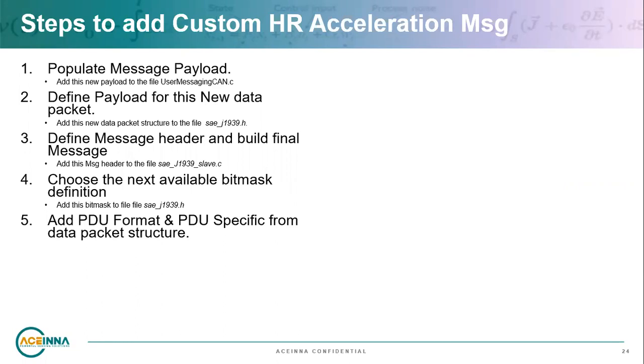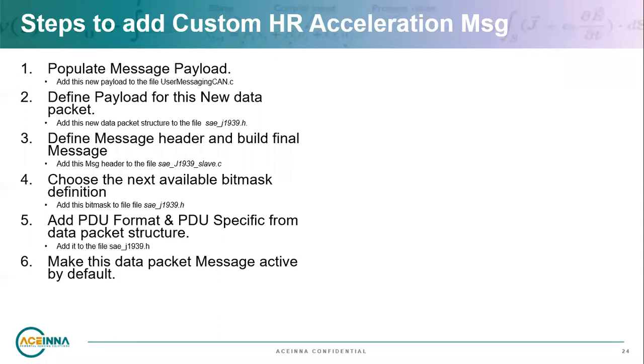The fifth step is add PDO format and PDO specific from the data packet structure to this particular file, which is the sae_j1939.h file. And the final step is if you want to make this data packet message active by default, then you need to add this data packet type to the user configuration.c file. So I will go through each and every step, talking about how to add the source code to your project directory and what the files are that need to be updated.